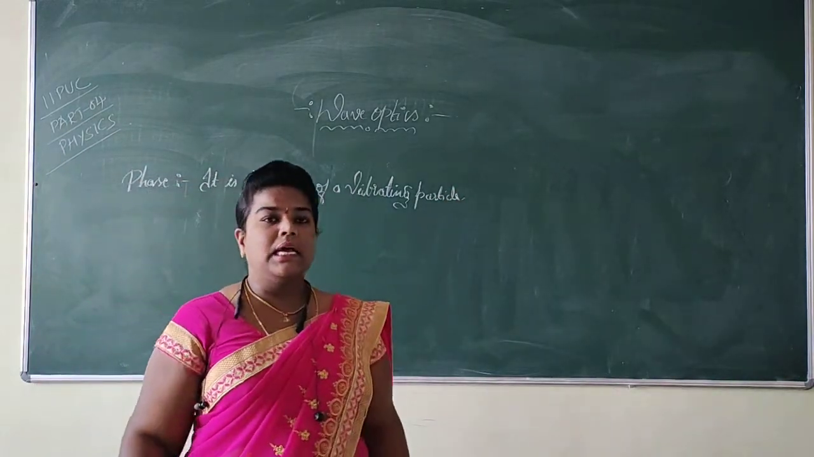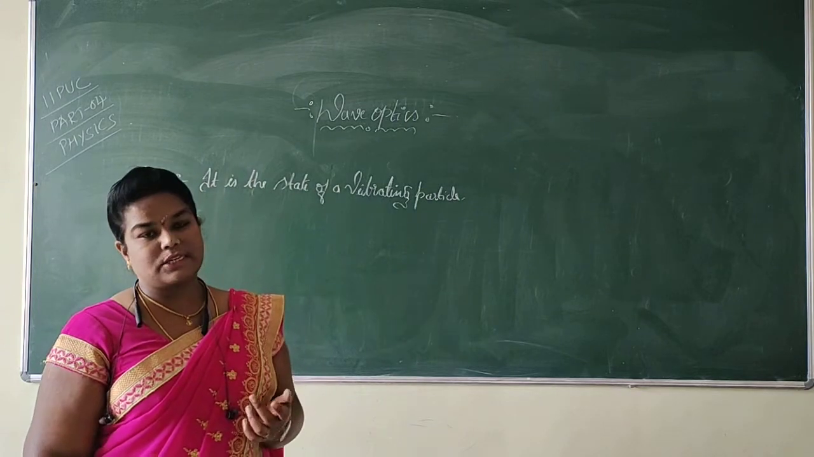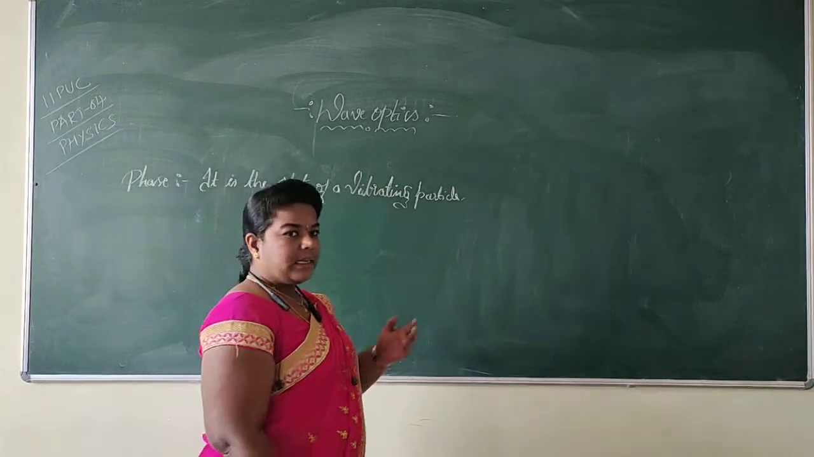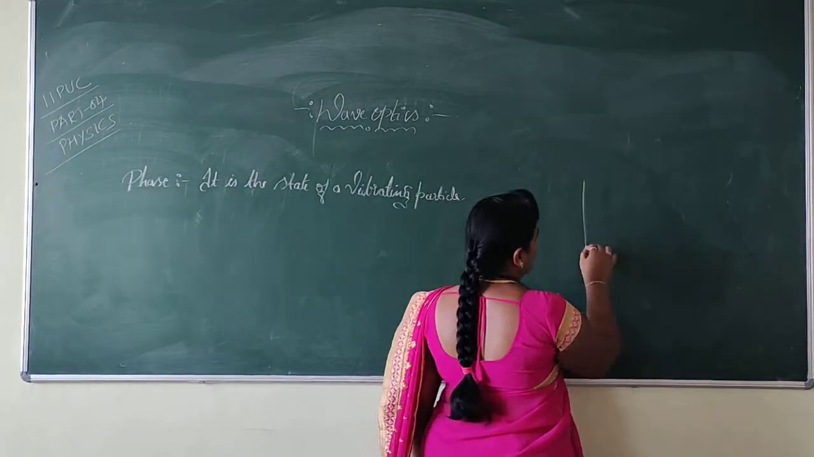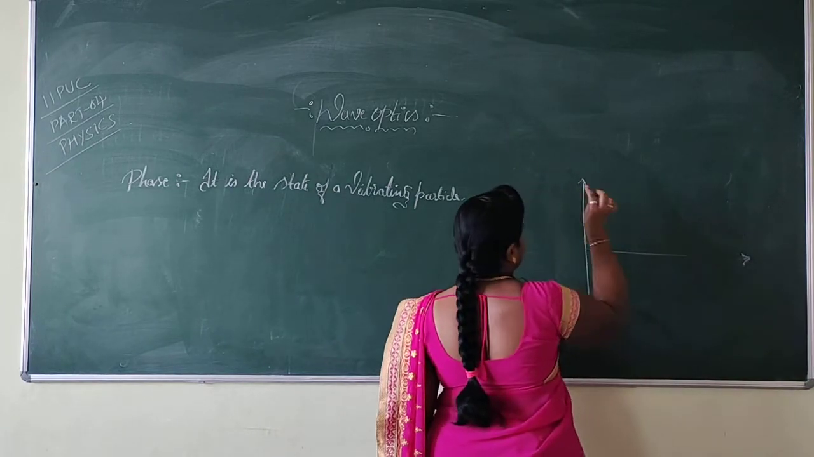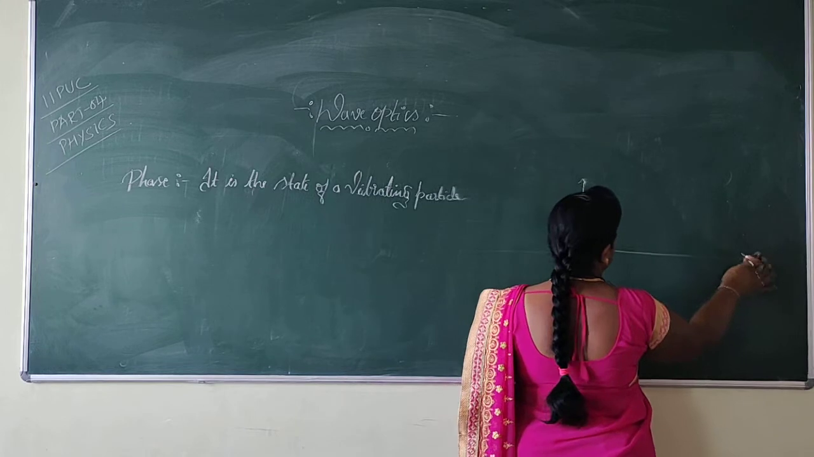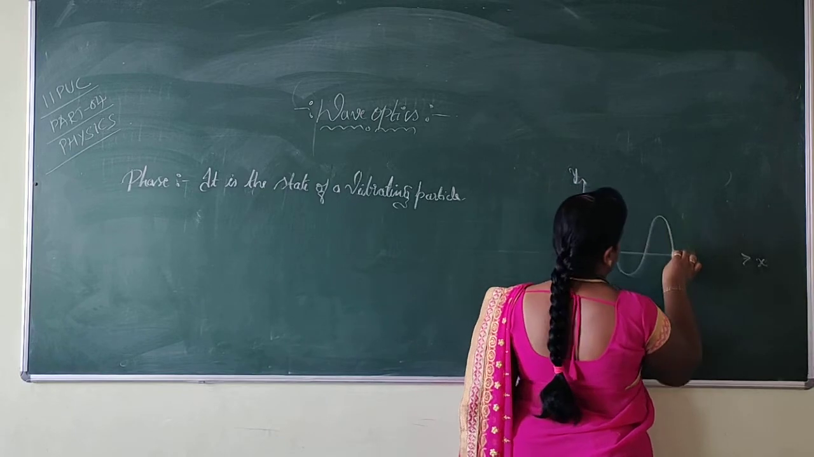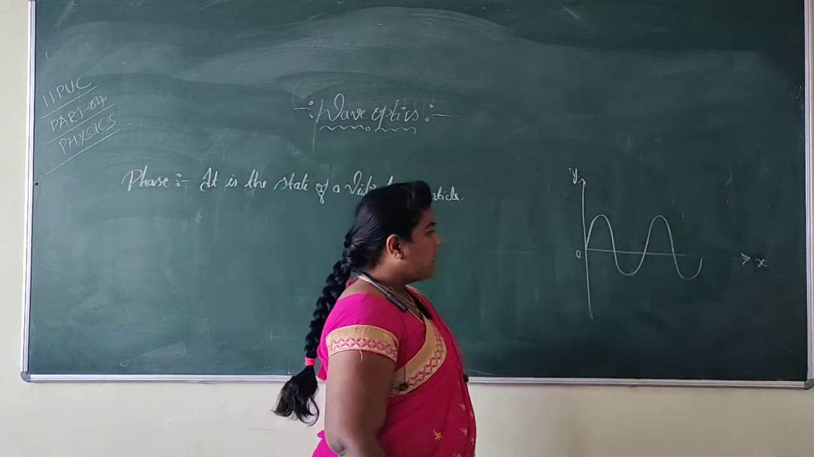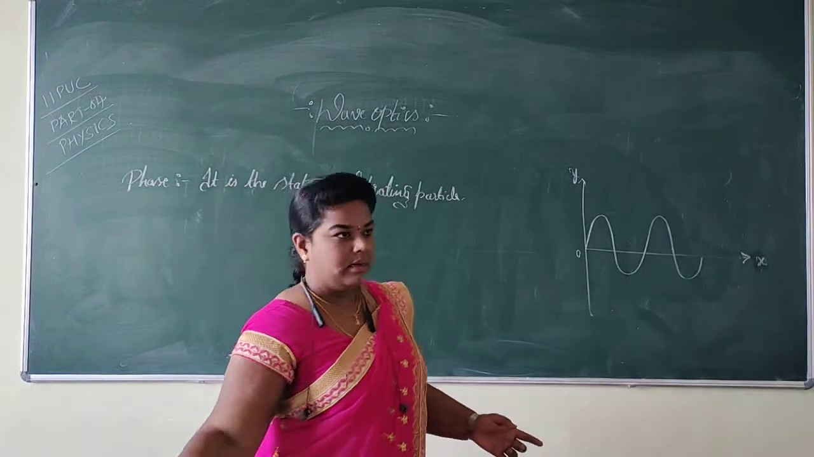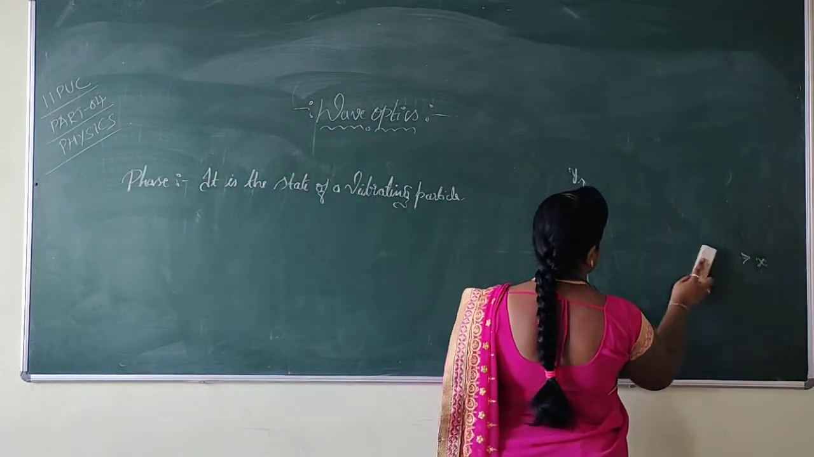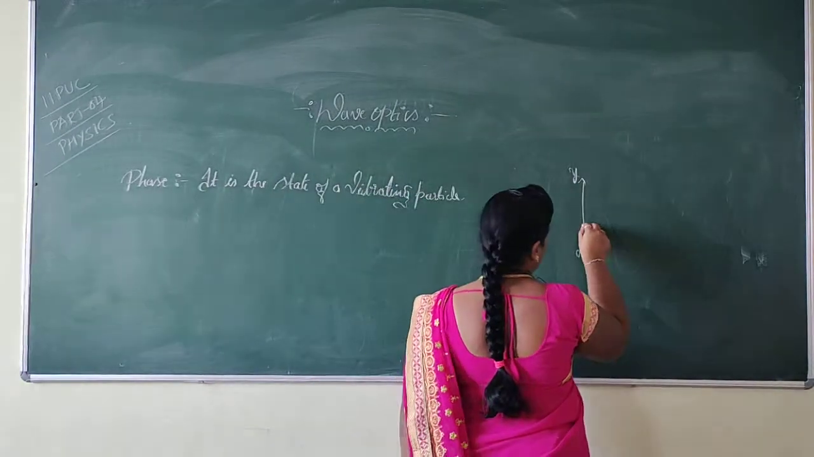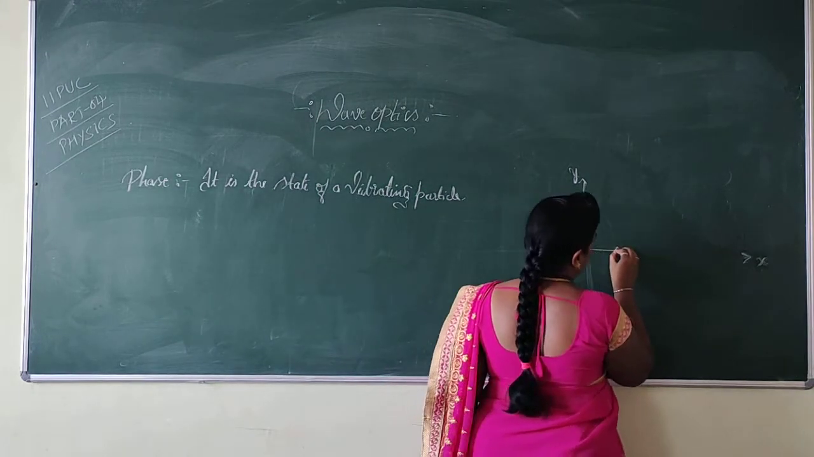Now, with the phase, I want to move on to the discussion of the path difference and the phase difference. Before going to that, let us draw the previous wave diagram that we did in the previous class. I consider this as the x-axis and this as the y-axis, and this is the origin. From the origin, the wave is moving out. I have considered only one cycle, because with one cycle we can conclude many terms, and that is said to be one vibration.